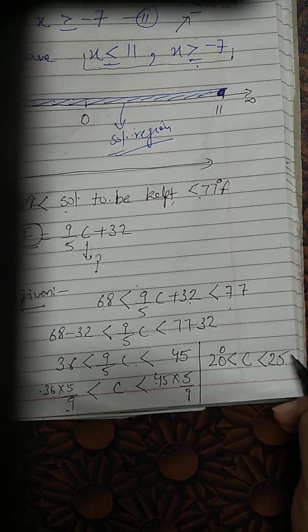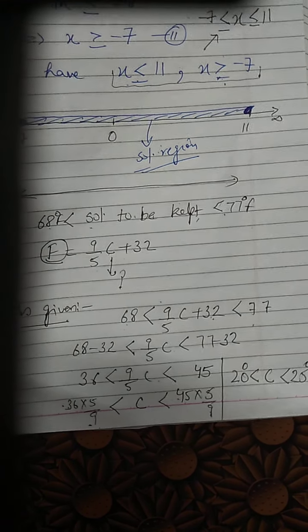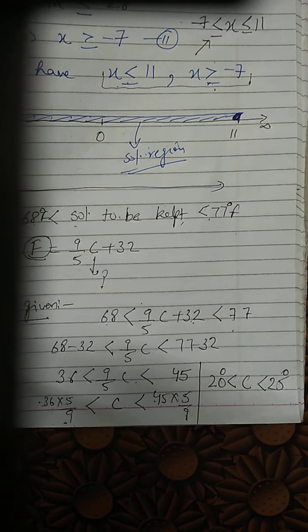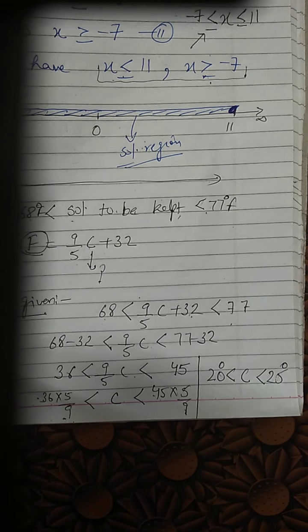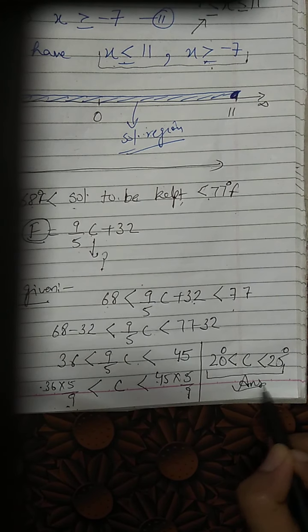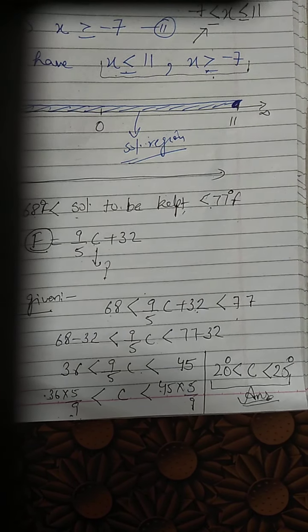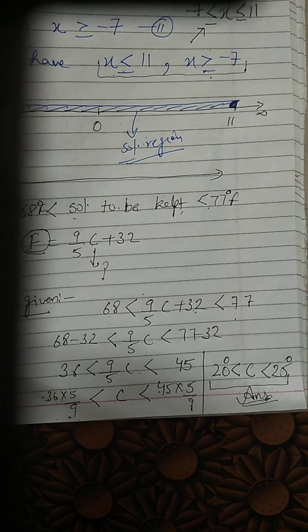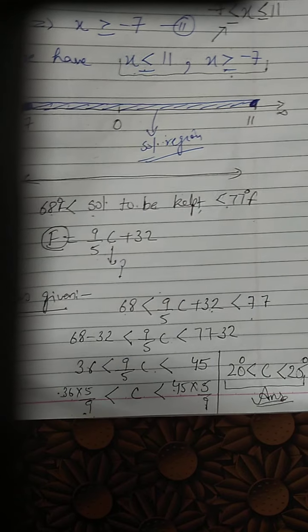So the solution can be kept between 20 degrees Celsius and 25 degrees Celsius. So that will be our solution. Okay, so the range for the temperature in degree Celsius will be 20 degree and 25 degree. It is quite a simple sum.